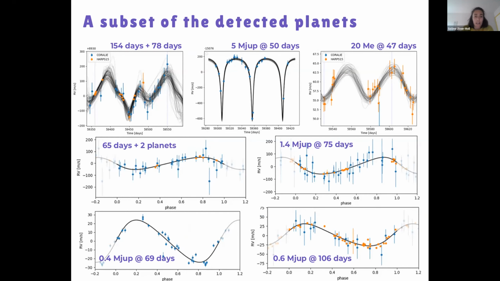And this is just one of several planets that we have detected with this survey. You see here that we have a couple of multi-planet systems, a very eccentric one at the top middle panel, and also quite long period ones with 75 days or even more than 100 days. So it's a lot of new exciting discoveries.